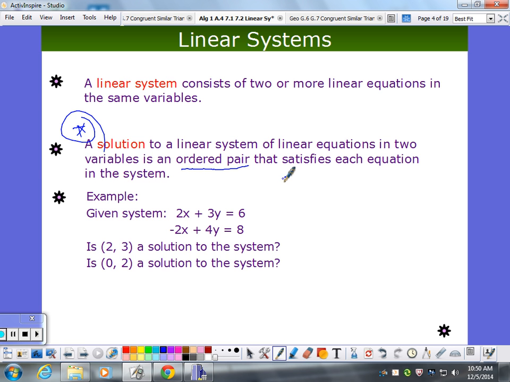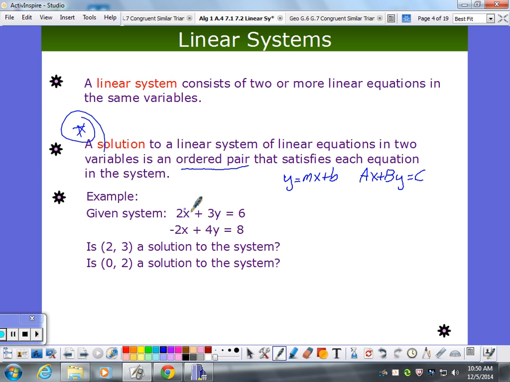But let's think about linear equations. Remember this one? If something is in this form, it's a line. y equals mx plus b. Remember this form? This is standard form. This is slope-intercept form. Anything in this form is a line.